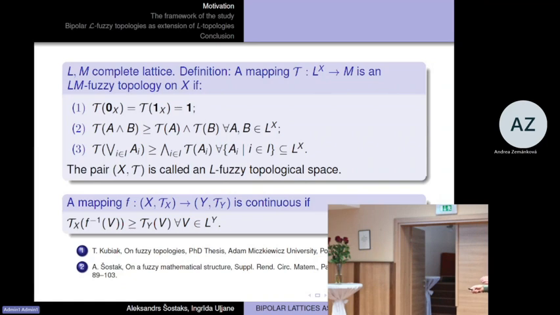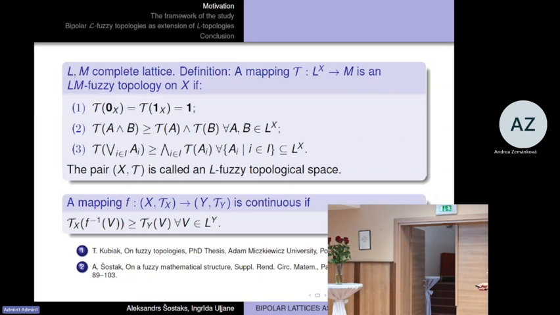The empty set and the whole set must be completely open. The openness degree of an intersection will be at least as large as the minimum of these two, and the openness degree of a union must be at least the infimum of all these degrees. Here one moment I would like to emphasize: sets are fuzzy and topology is fuzzy.